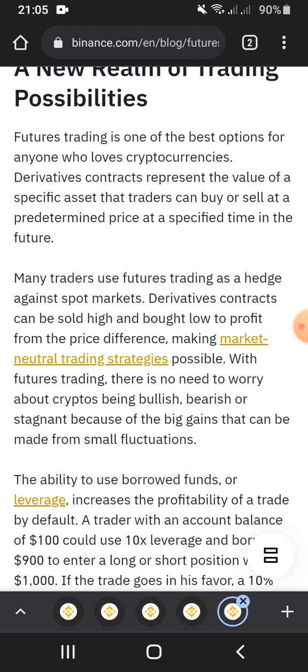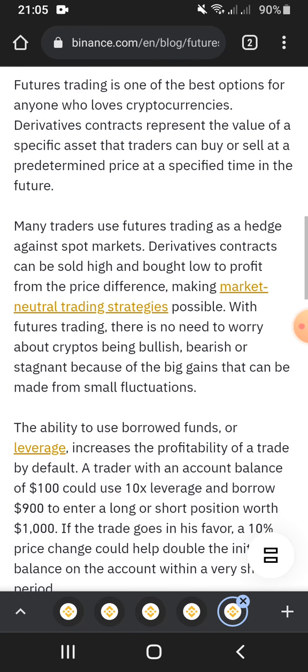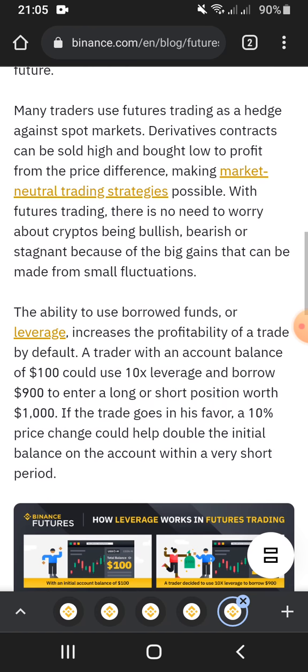So with futures trading, you are not going to worry about stagnancy because of the big news, since you will always be able to use it. The ability to also use borrowed funds or leverage increases the profitability of a trade by default. This leverage feature is not available in crypto spot trading, although Binance futures has this feature. The ability to use this increases the profitability of a trade by default.